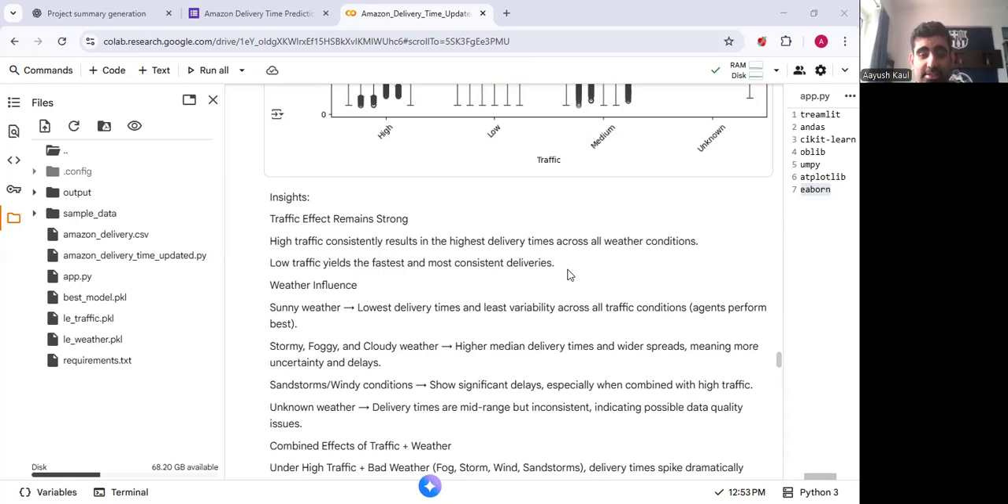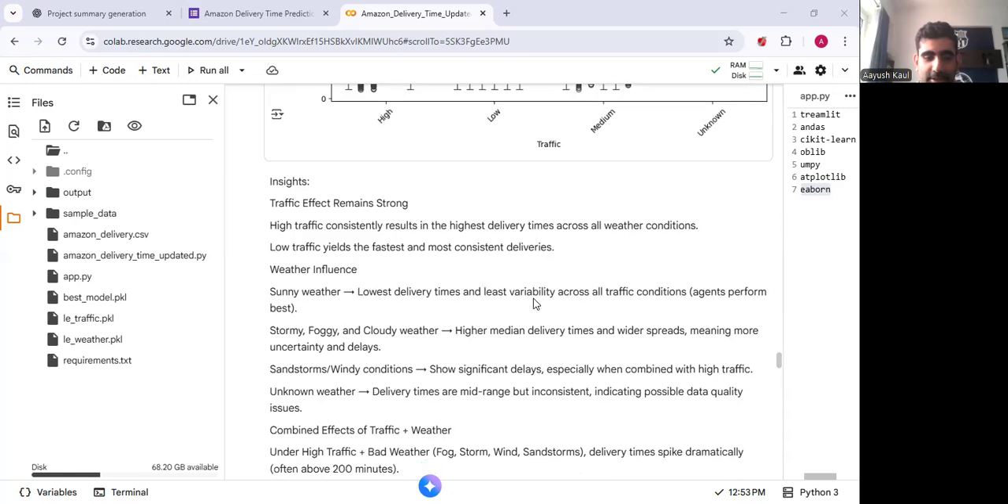Now, the weather inference is that sunny weather shows the lowest delivery times and least variability across all traffic conditions. Agents here perform the best. Stormy, foggy, and cloudy weather show higher median delivery times and wider spreads, meaning more uncertainty and delays. Sandstorms and windy conditions show significant delays, especially when combined with high traffic. In the unknown weather case, delivery times are mid-range but inconsistent, indicating possible data quality issues.